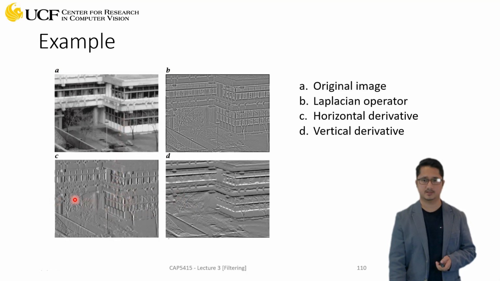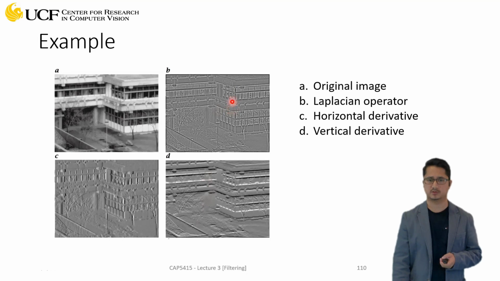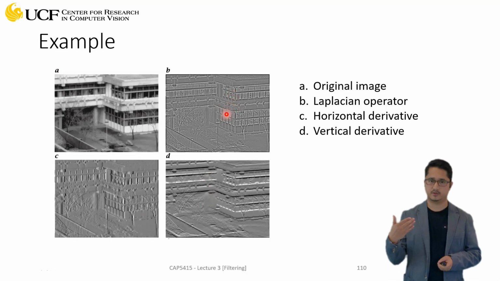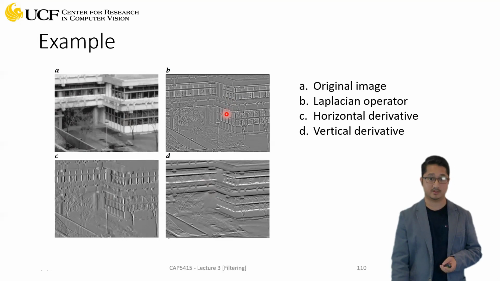Okay, so this is the horizontal derivative, this is the vertical derivative, and this is a Laplacian operator. So don't worry about this now. We are going to go through this later on. This is utilizing second order derivative, and you can see that it's actually much better than these two results, which are using the first order derivative.